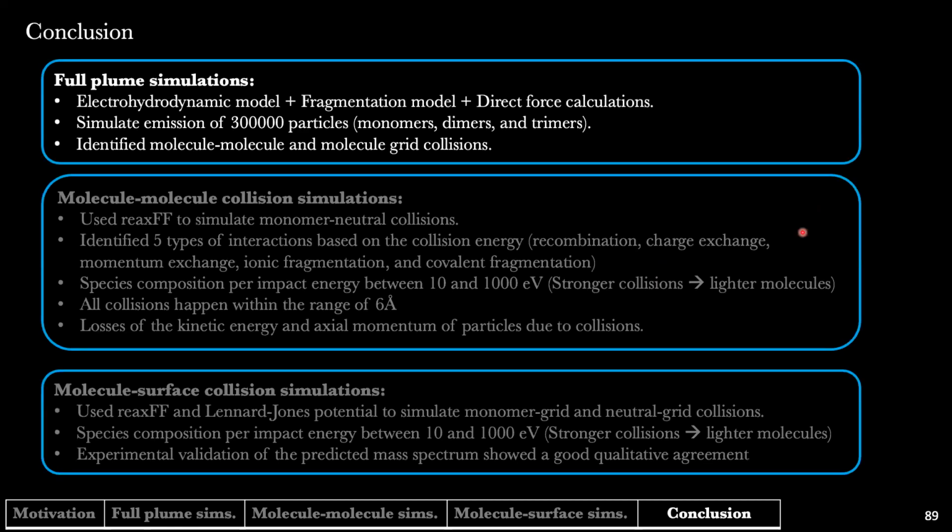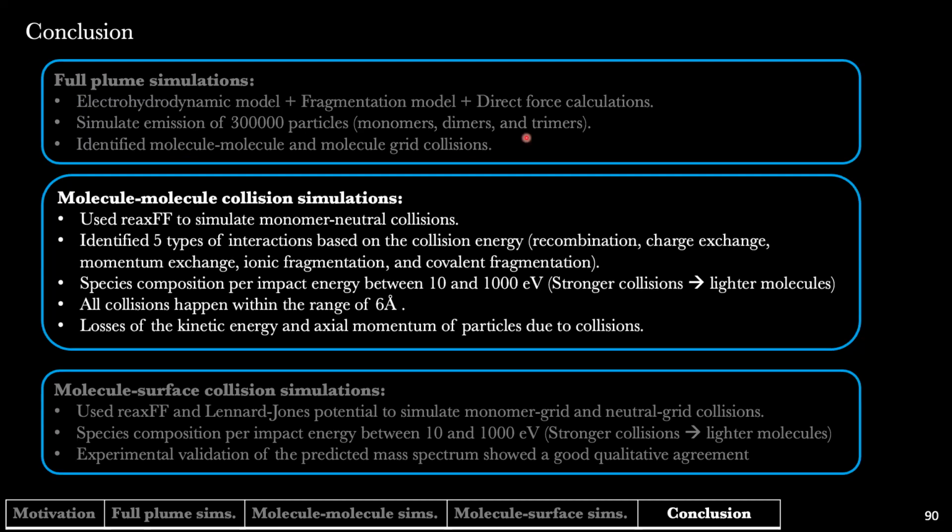And here's the conclusion. So this presentation was divided into three parts. In the first part, I talked about the full plume simulation, in which we used an electrohydrodynamic model plus a fragmentation model plus a direct force algorithm to simulate the emission of 300,000 particles composed of monomers, dimers, and trimers. And then we identified molecule-molecule and molecule-grid collisions. Then in the second part, I talked about molecule-molecule collision simulations, in which we used a reactive force field to simulate monomer neutral collisions, and we identified 5 types of interactions: recombination, charge exchange, momentum exchange, ionic fragmentation, and covalent fragmentation.